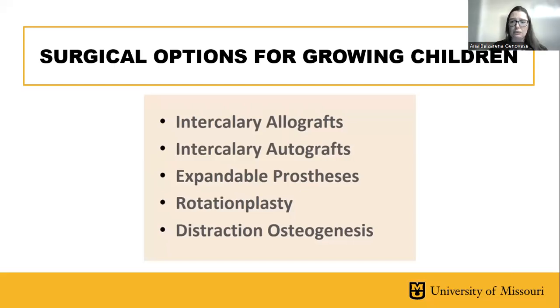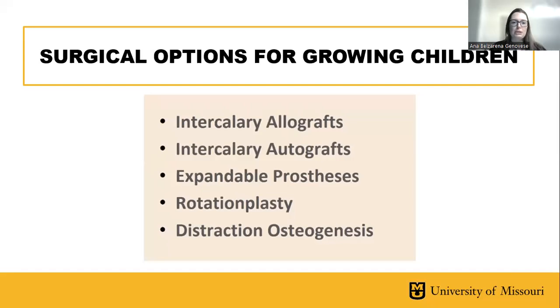We do have a few available expandable prostheses that look exactly like the one I showed you, but they have the ability to extend the stem. That can work in kids. Another option is rotation plasty. That's usually for tumors in the distal femur. In a very, very young kid, you cannot put a prosthesis. Usually below 10 years of age, you cannot fit the stem, so you have to think of other options.